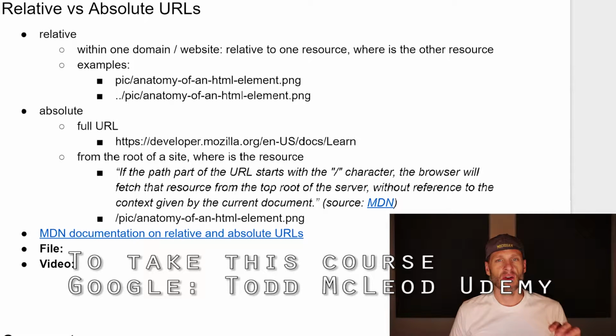You could also go to the course resources, this document right here, and click on the MDN documentation on relative and absolute URLs, and check that out. All right, so if you want to do that now.